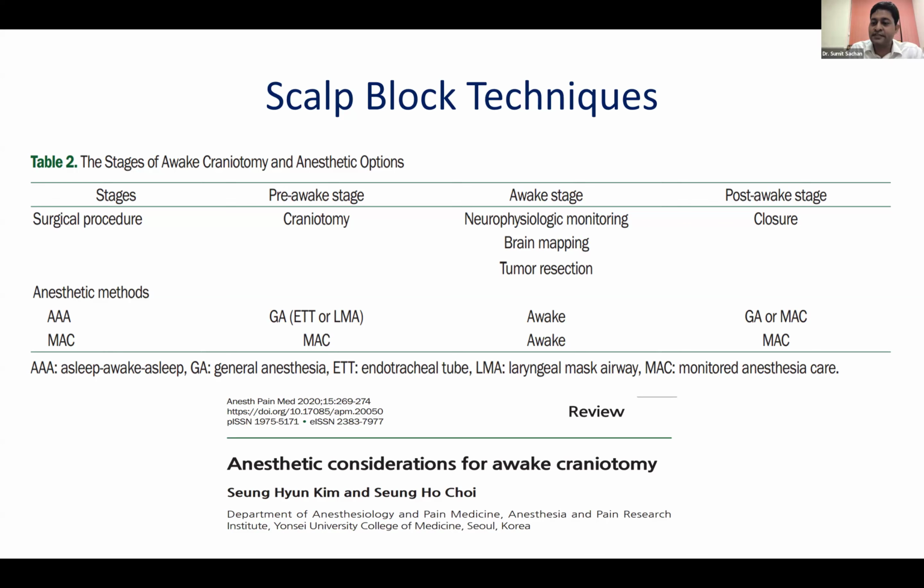In both methods, the patient is made awake during the awake stage. Whereas in the post-awake stage, that is, during closing, general anesthesia can again be administered in the asleep-awake-asleep method, whereas monitored anesthesia care is continued in the post-awake stage in the other method.